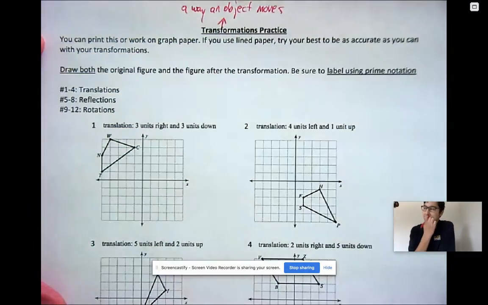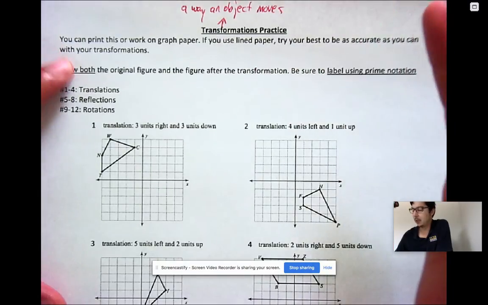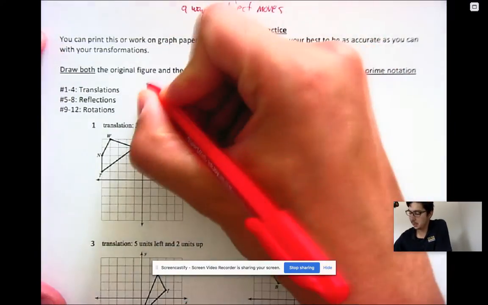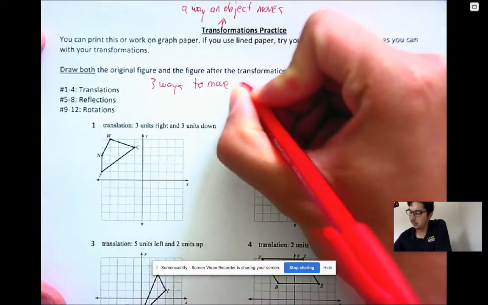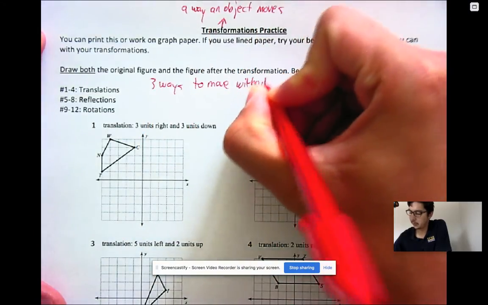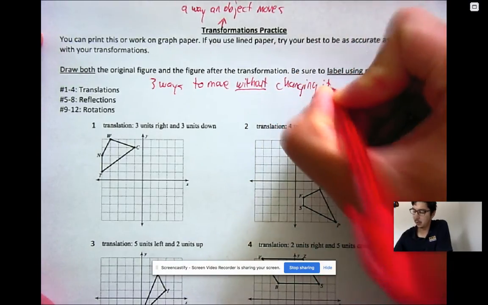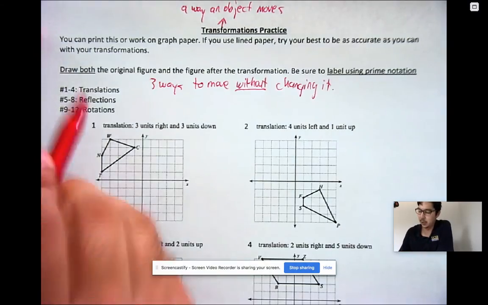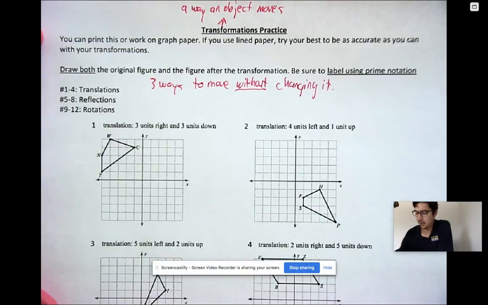Math terminology wise, we're talking about objects moving. There's three ways to move an object without changing it. And those three are what you're going to be seeing today and tomorrow, which are translations, reflections, and rotations. Now, those are the math words for it.